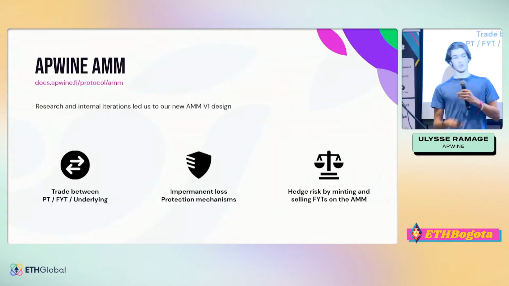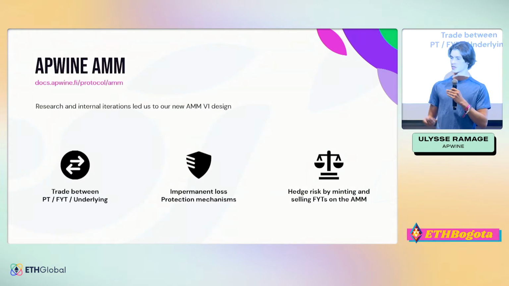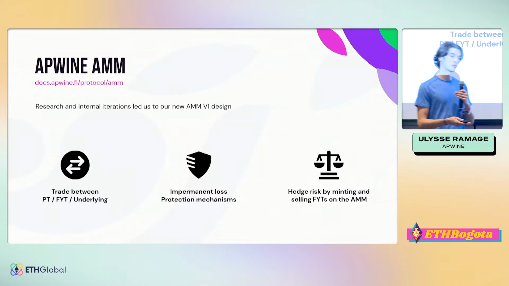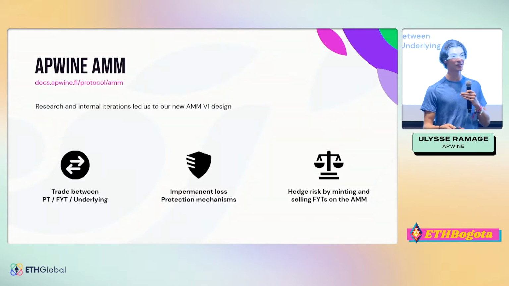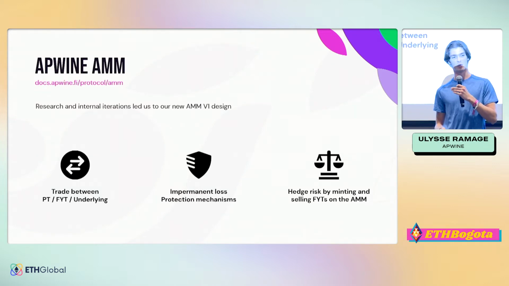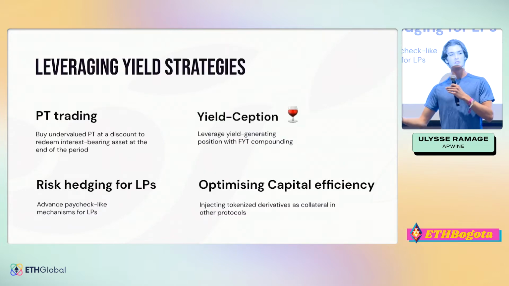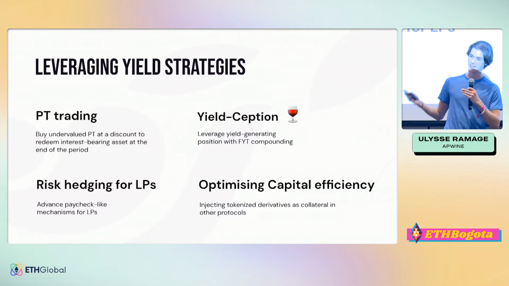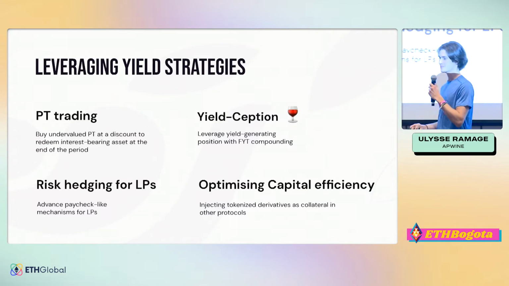Our APWine AMM is the result of many months of research. This is the APWine AMM V1. We have an impermanent loss protection mechanism for LPs. So if you want to become a liquidity provider on APWine, it's also very easy to do so. And maybe we can chat about it after the workshop. But in order to get straight into the workshop, I'm just going to mention a few strategies here, and then we're going to get into what we're going to build today.